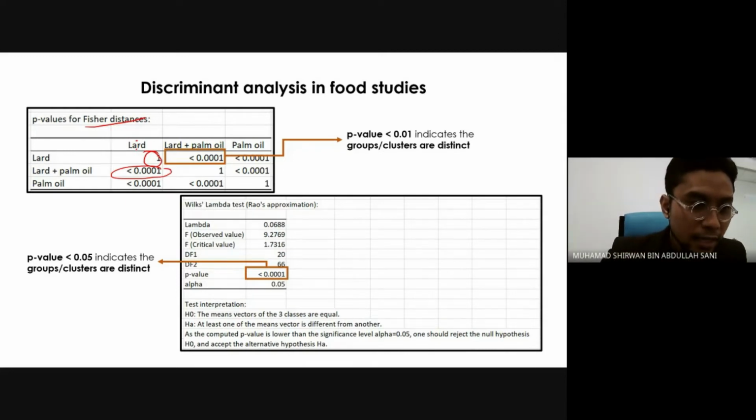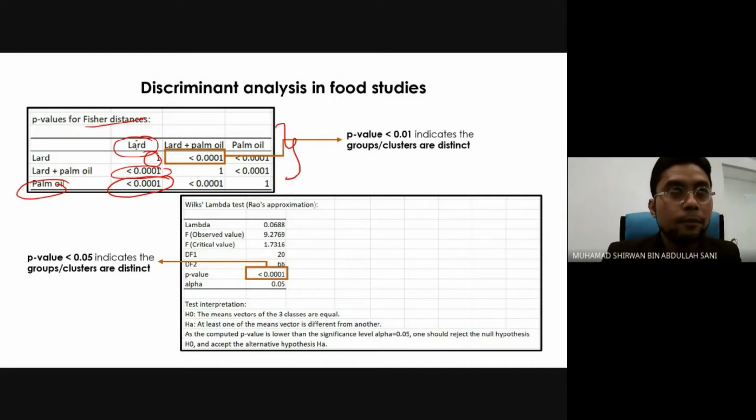Again, this one, the lard group or lard cluster and the palm oil fish feed clusters are also distinct because the p-value that they produce is less than 0.001. The one that they identify is less than 0.0001, which is far more distinct, as we said. Okay, so the same goes for the grouping here. So this is one piece of evidence to show that your discriminant model is able to differentiate groupings qualitatively.